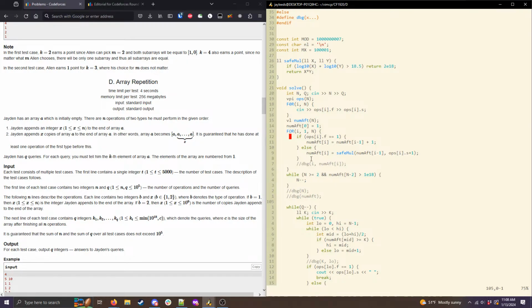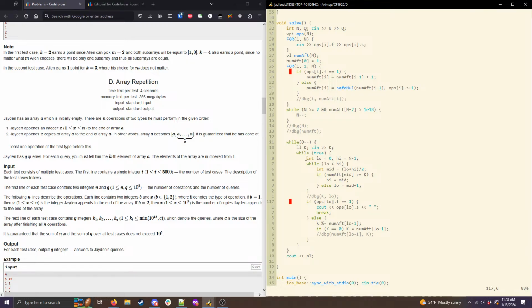And here I do this. I basically drop all the operations until the operation before the last is less than 10 to the 18. I don't think this actually mattered for anything. I was just doing it as part of my debugging process.